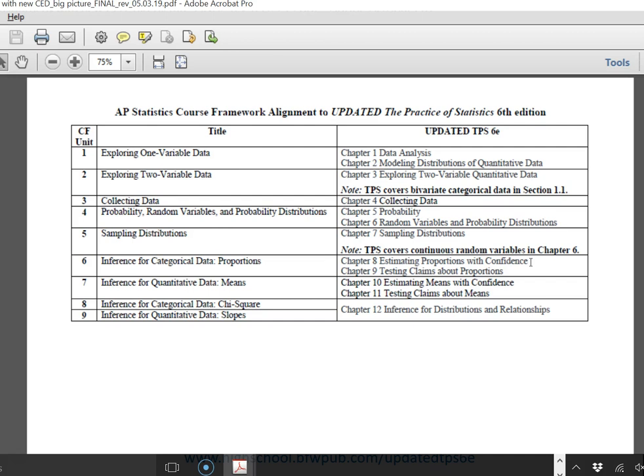Chapter 8, Estimating Proportions with Confidence, and Chapter 9, Testing Claims About Proportions, are now covering Unit 6, Inference for Categorical Data Proportions. Chapters 10 and 11, Estimating Means with Confidence and Testing Claims About Means, take care of Unit 7 in the course framework, Inference for Quantitative Data Means. And we've combined Units 8 and 9 in the course framework in the new Chapter 10, Inference for Distributions and Relationships, that covers chi-square and inference about regression slope.